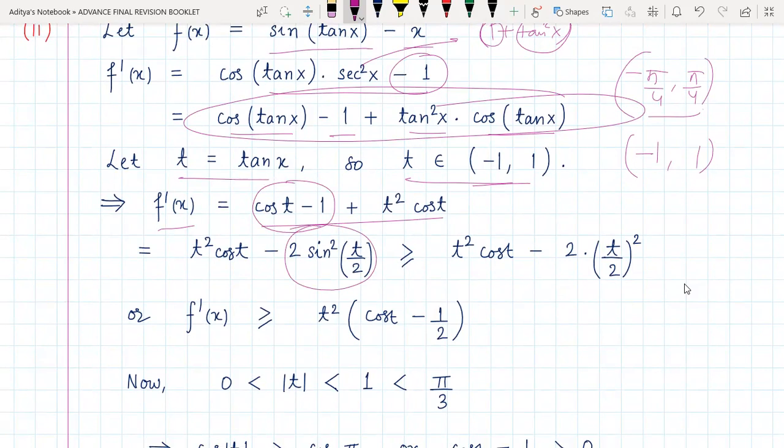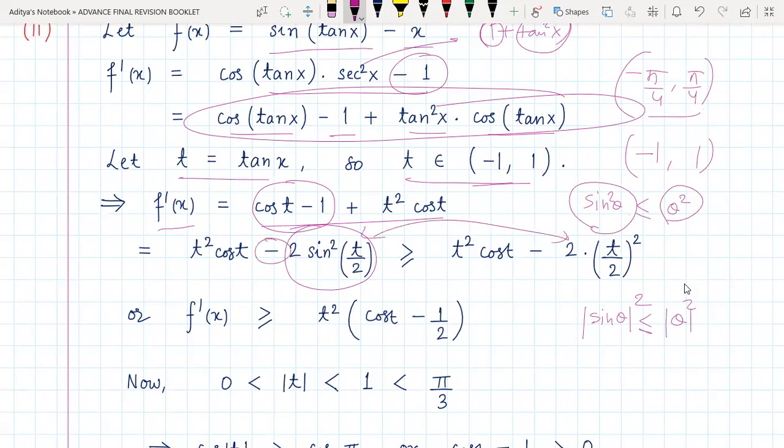And then what I'm using is that sine square theta is always less than or equal to theta square. This is very obvious because for positive theta, we know that sine theta is less than theta, and even less than or equal to, since we can include theta equal to 0. So actually this is always true for real theta. So squaring, we get sine square theta is always less than or equal to theta square. So that is exactly what I've used here.